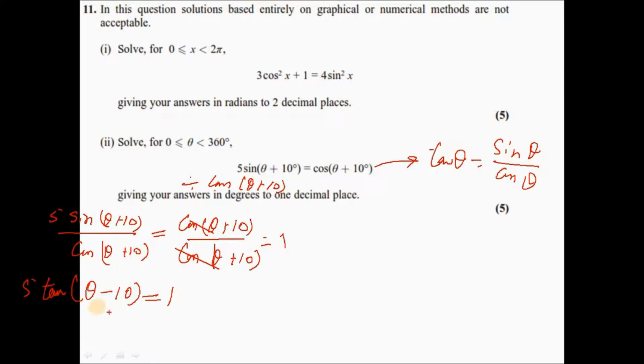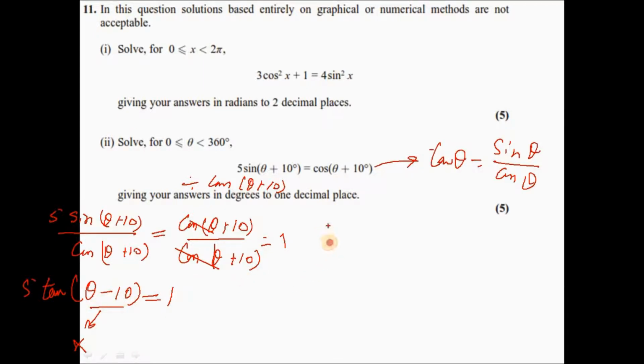Now after this you have two choices. You can solve this equation directly, or you can convert this angle into a simple term of a single variable x and change the interval, but I'm not going to do this because this is quite a simple, straightforward equation. So I'm going to find the angle of tangent.